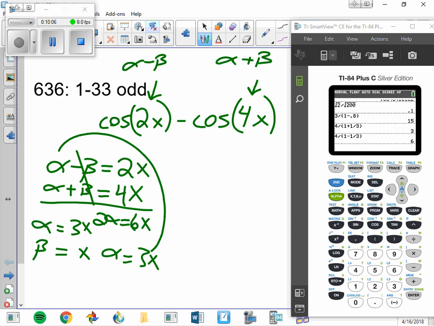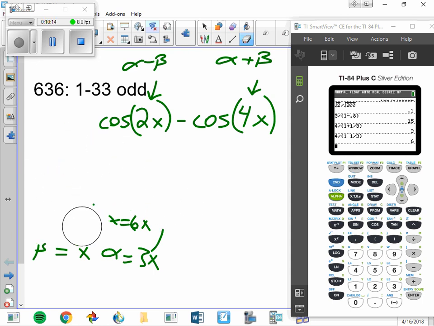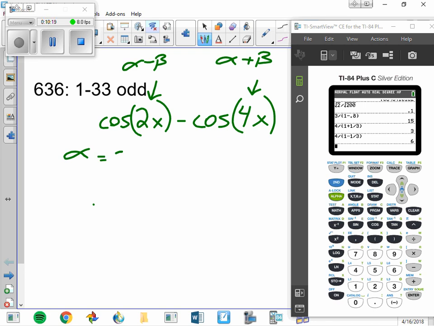So then you put 3x in here. 3x minus what is 2x? 1x. Okay, now that's not the whole story. I now know that alpha is 3x and beta is x. And I also know I'm using the first formula, but something's missing. There is supposed to be a 1/2 out here, but there isn't.